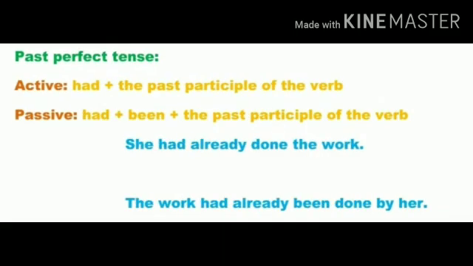Next example, past perfect tense. The active sentence is, she had already done the work. First, we need to interchange the places of subject and object. Next, we need to add the auxiliary verb had been, then the past participle of the verb, then we need to use by before the object. So the passive sentence will be, the work had already been done by her. The structure of the passive sentence for this tense is subject, then had been, past participle of the verb, then by, and at last object.